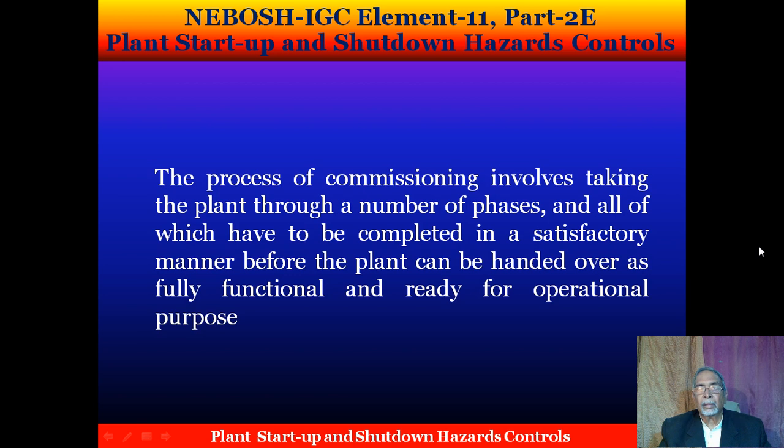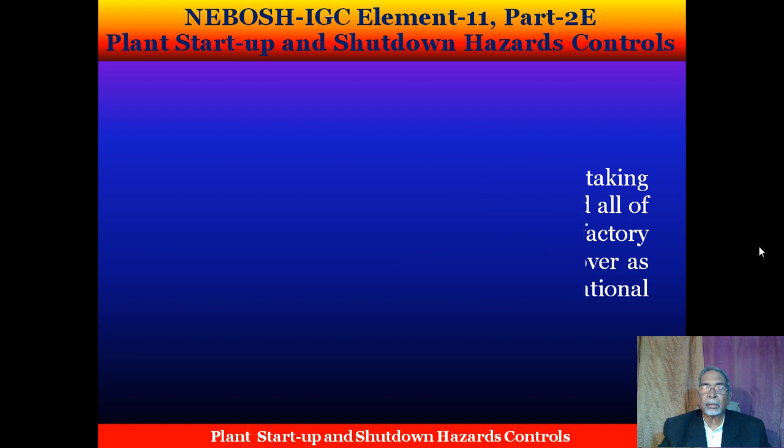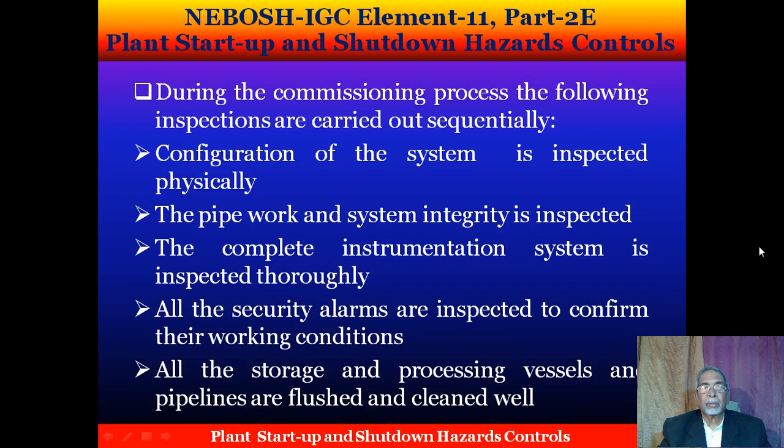The process of commissioning involves taking the plant through a number of phases, all of which have to be completed in a satisfactory manner before the plant can be handed over as fully functional and ready for operational purposes. During the commissioning process, the following inspections are carried out sequentially.